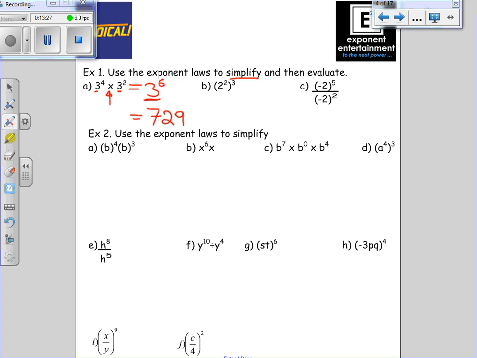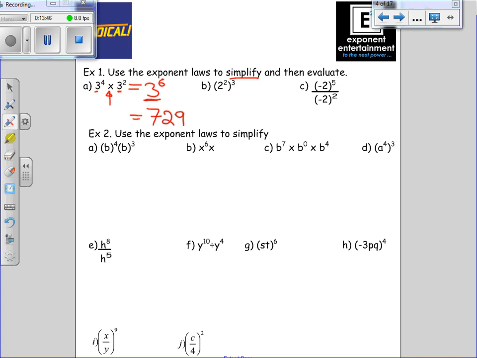What law is it, Liam? Power of a product? Look at the question. Look at page 3. Which one is it? Gabby: Power of a power. You've got the right idea, it's just not what we call it. Yeah, power of a power.